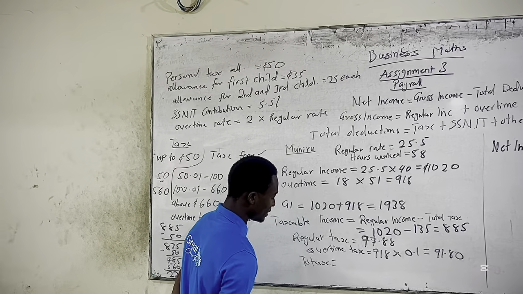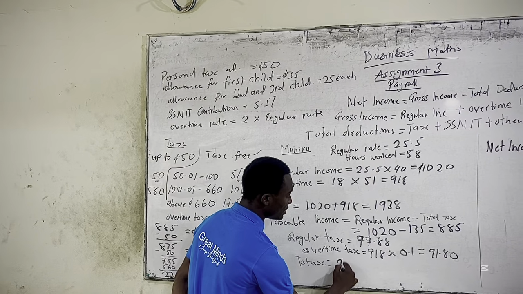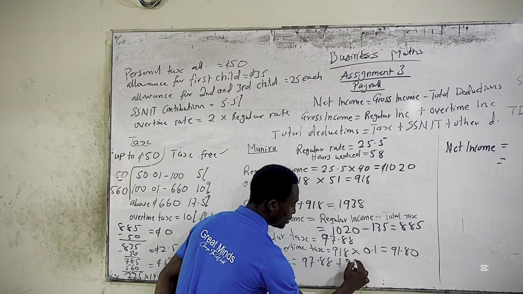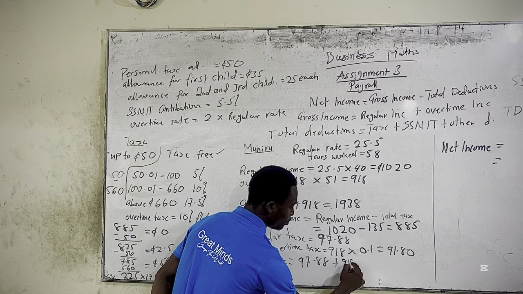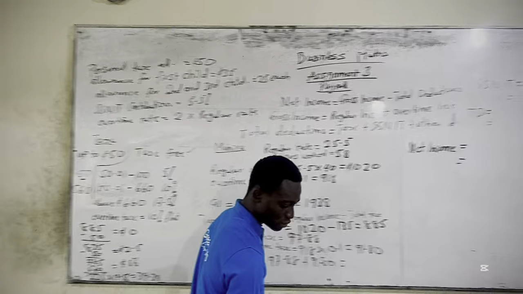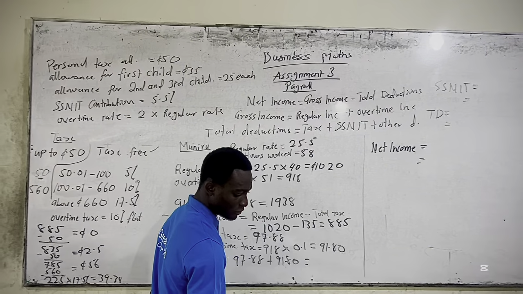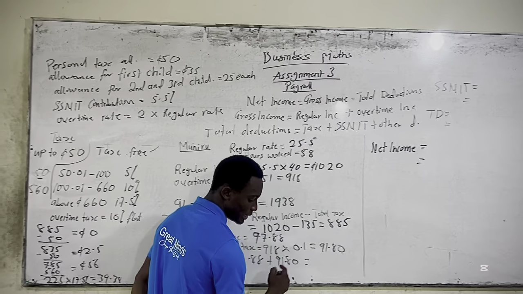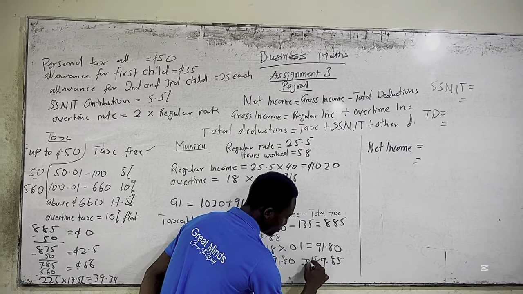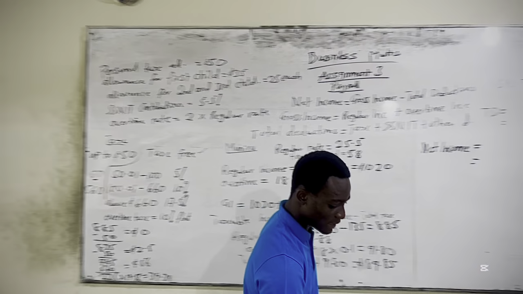And then the total tax will be equal to what? The 97.88 plus 91.80, and that's going to give us a total tax of what? That's going to give us a total tax of 189.85. Right, so now we have found our total tax. Let's go and find SNET.